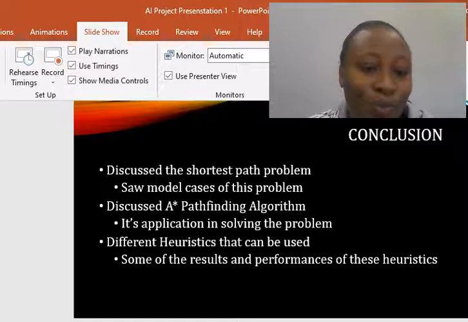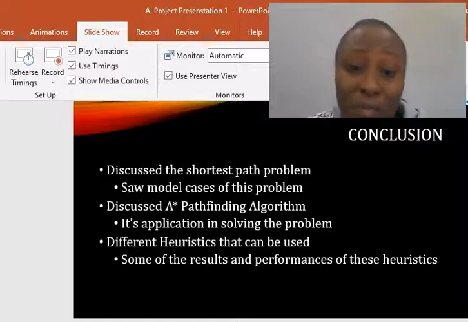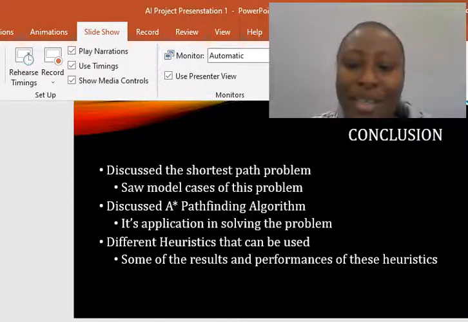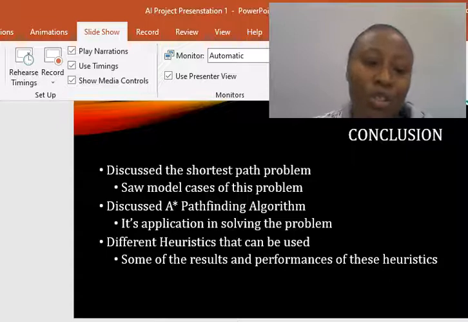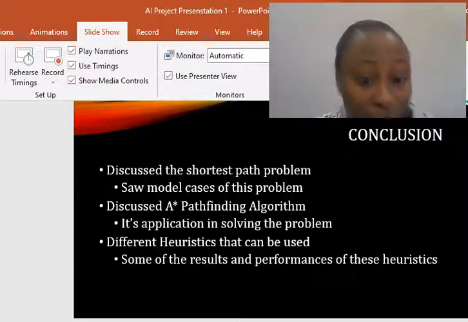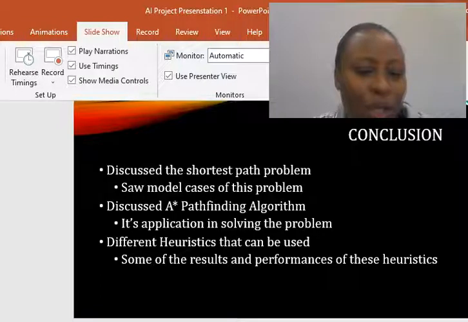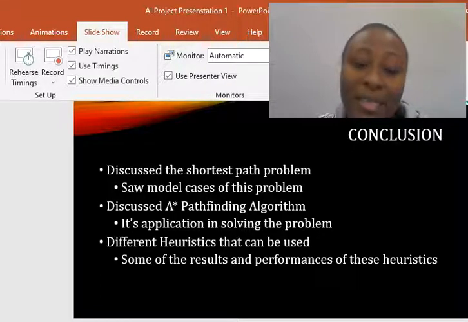So in conclusion, we have discussed what the shortest path problem is. We have seen some real-world examples of this problem and how it can occur in almost any situation. We have also seen what the A-star algorithm is, why it is the best man for the job, and how it can be applied to solve this problem. And finally, we saw some of the tricks that can be used when implementing this algorithm.